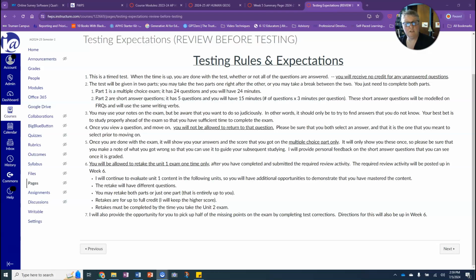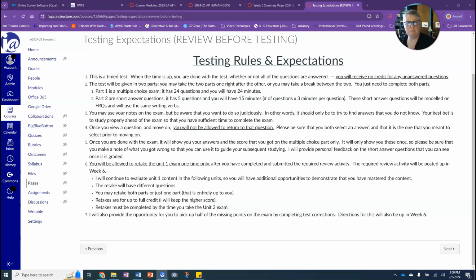You may use your notes on the exam, but be aware that you want to do so judiciously. In other words, you should be looking for answers that you do not know. Not for ones where you think you know the right answer, but maybe not. Okay, it takes time to look through your notes and you don't have tons and tons of time. So if you absolutely do not know, use your notes. If you're pretty sure you know, go ahead and answer and move on.